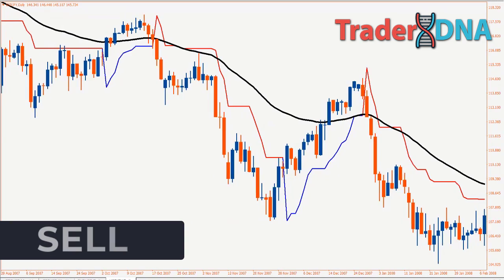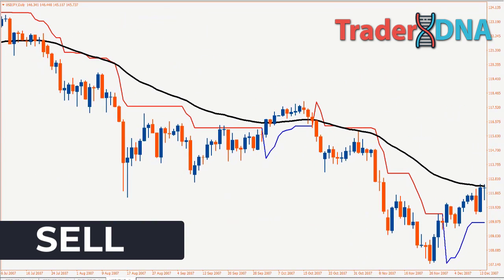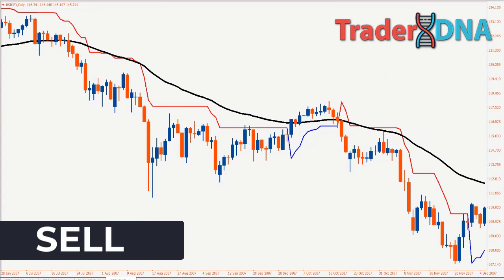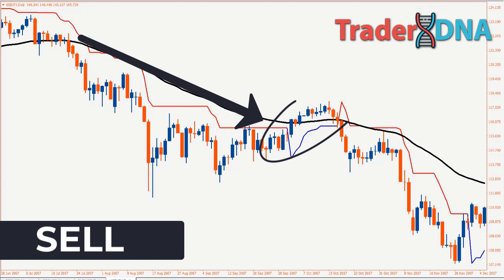Sell trade setup. First, find the strong downtrend. A strong downtrend occurred when the 50-period EMA is sloping down. Second, define a retracement period. We waited for a test of the 50-period EMA before looking for a continuation trade entry. This test confirmed a pullback that we were interested in.